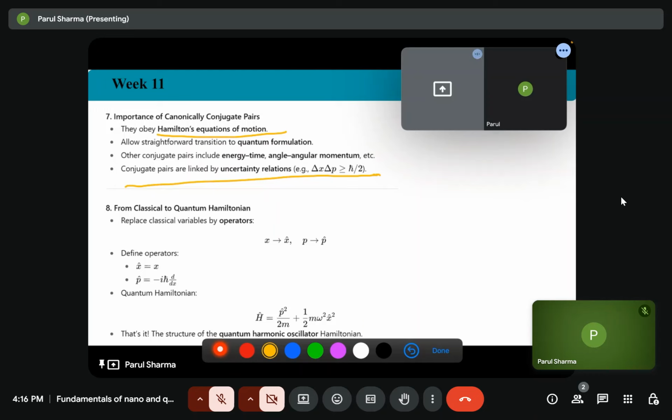So how can we go from classical to quantum Hamiltonian? So we can replace the classical variables by operators. That is x is x cap, p is p cap. Okay.